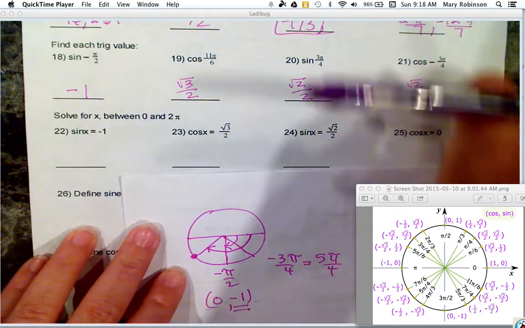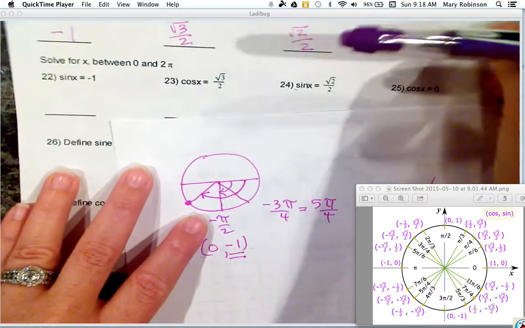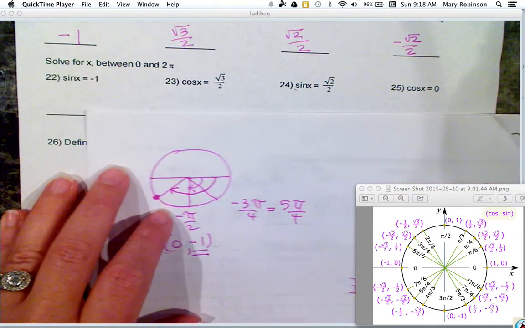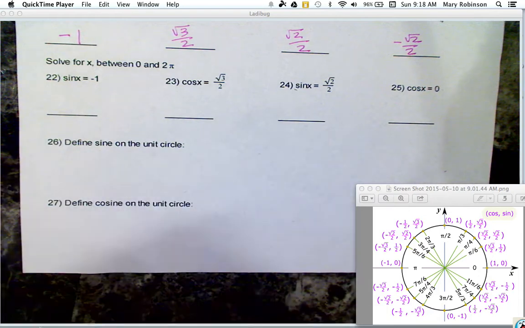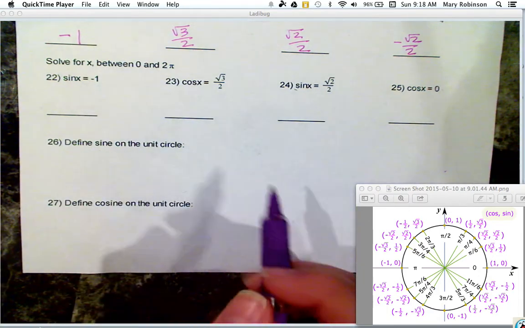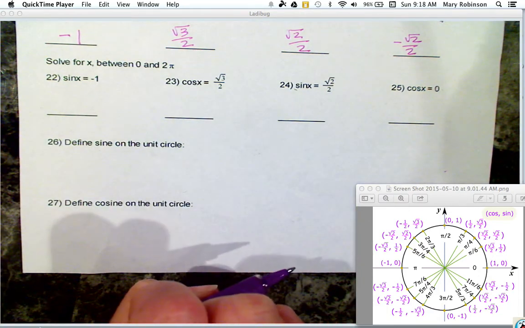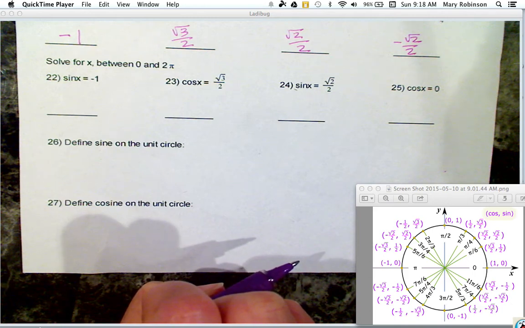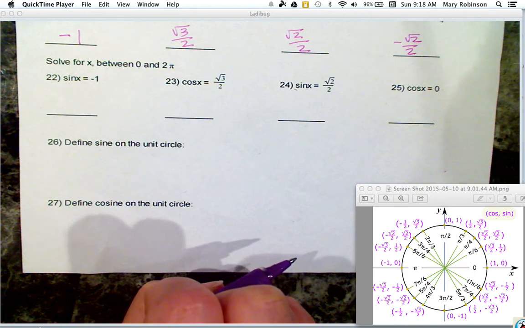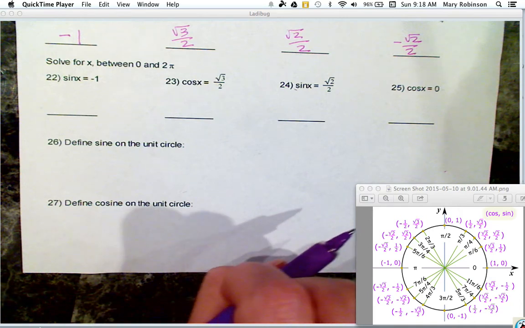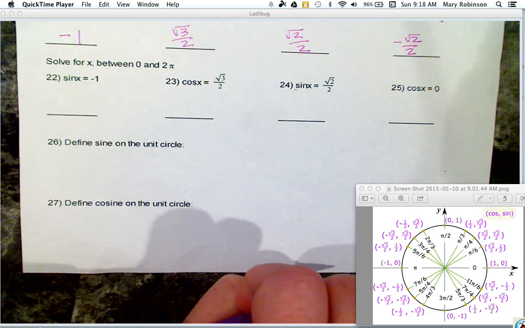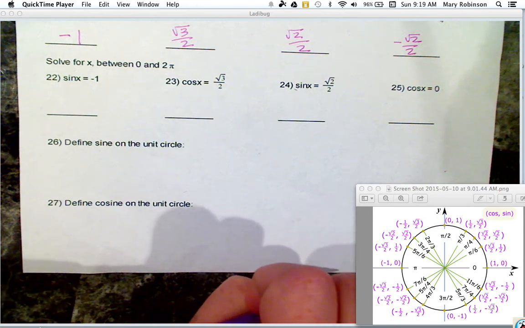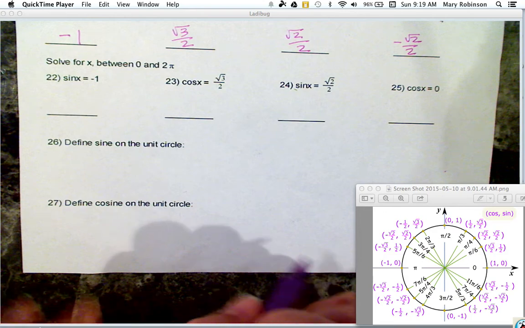Next, it says to solve for x between 0 and 2 pi. What this means is you're actually going to give me the radian measure that has these sine values. So if you look again at your unit circle here on the right, where it says sine of x, x being your angle measure in radians, where is your sine negative 1? If you look all the way around your circle for your y value in your ordered pair, your y value is negative 1 at 3 pi over 2.